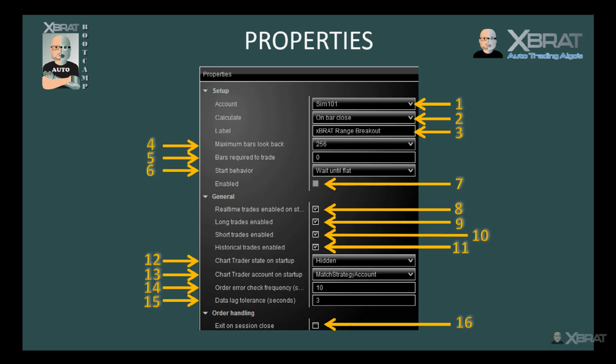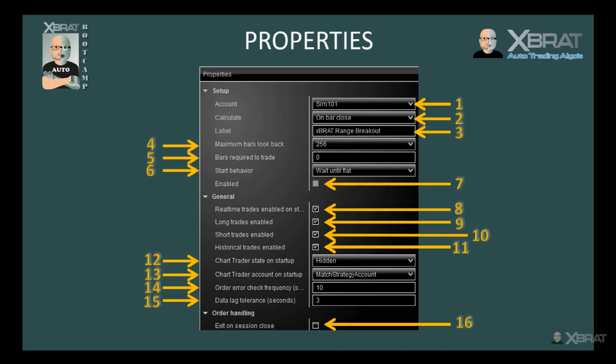Okay, number two, the default option here to calculate is on bar close, and that's recommended with all xBrat algos. But again, if you're a sophisticated trader and want to check out other ways of optimizing this strategy, that is an option. Number three, this will identify the xBrat auto strategy. In this case, it's the xBrat range breakout. That just identifies which strategy you're working on. Number four, maximum bar look back is set to 256. That is all that's needed for any of the auto strategies from xBrat. Making it longer will slow down the NinjaTrader platform, so be aware of that.